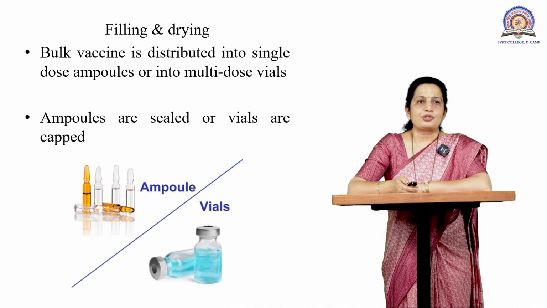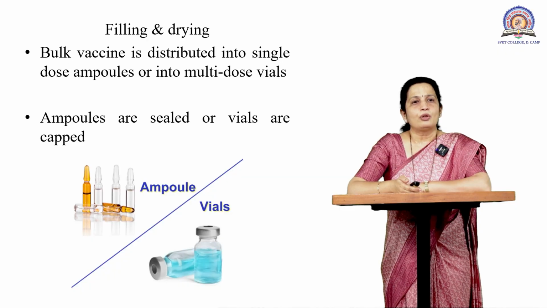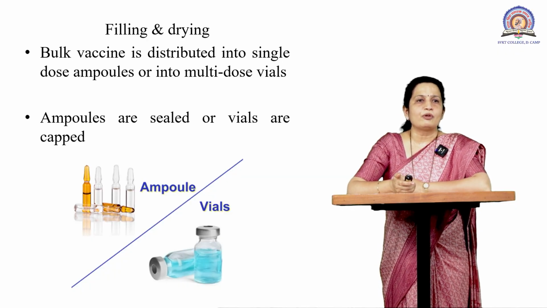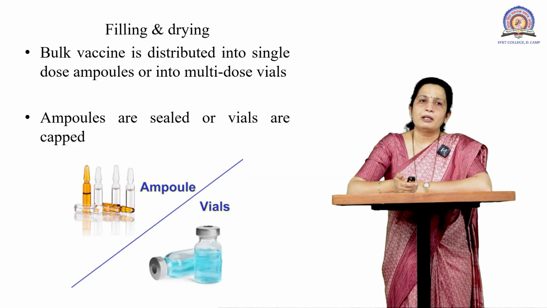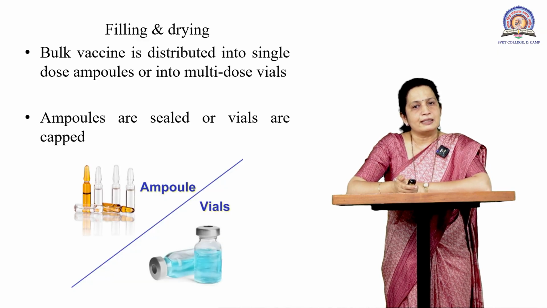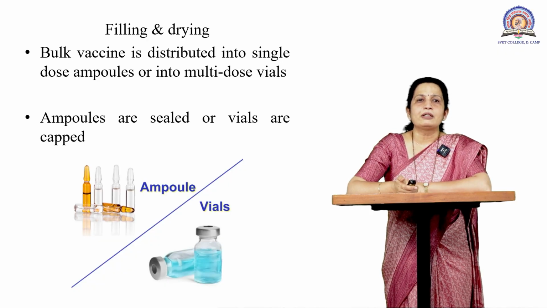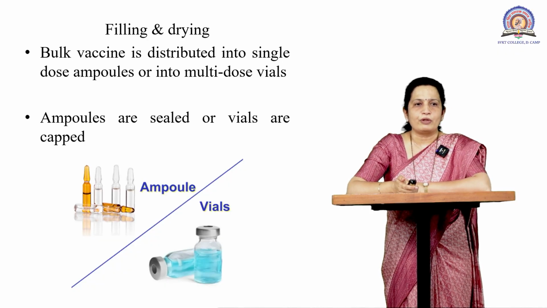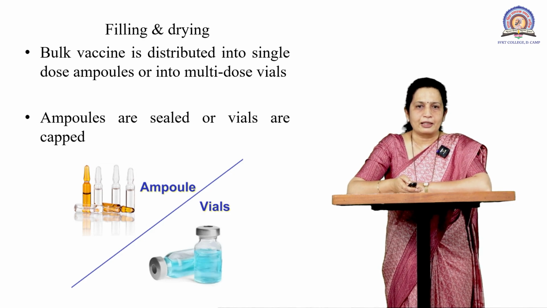After the production, the next step is filling and drying, because it should reach the patient. For this there is a filling process. Some vaccines are packed as bulk volume, so the bulk vaccine is distributed, or sometimes a single dose is used. Bulk vaccine is packed in vials. A vial will contain doses for many patients, and an ampule will contain a single dose, so it can be used for one person. These ampules are sealed and vials are capped with rubber caps. This is how the filling is done.